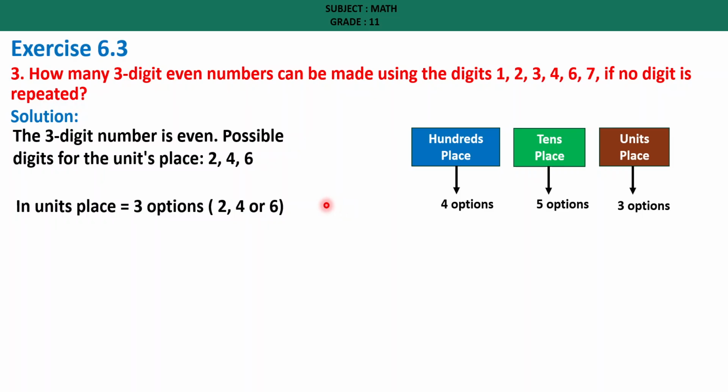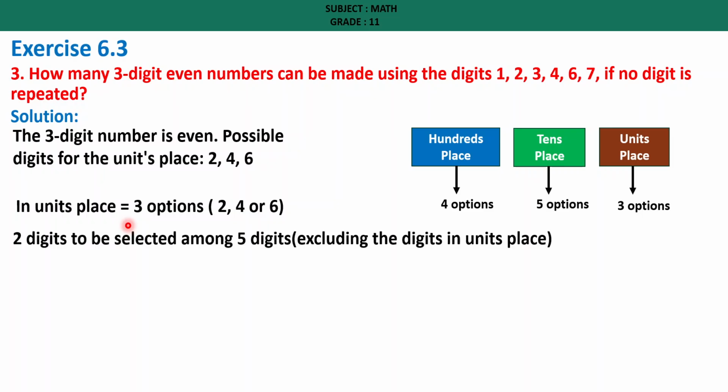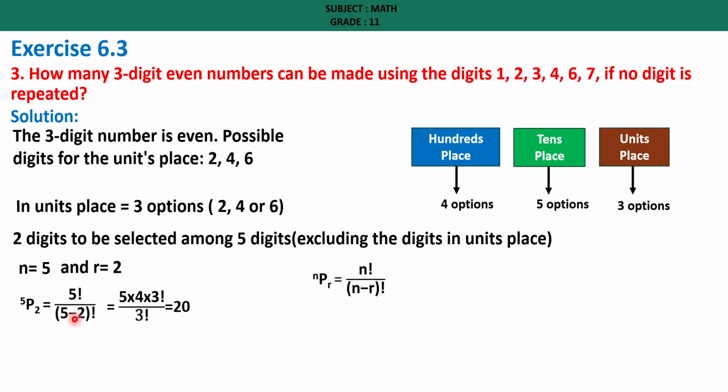Now let us use the formula. In the units place we have 3 options, 2, 4, 6, and 2 digits are to be selected among 5 digits. So let us use n as 5 and r as 2. Therefore, nPr, you know that is n factorial divided by n minus r factorial, that is 5P2, that is 5 factorial divided by 5 minus 2 factorial, that is 5 into 4 into 3 factorial divided by 3 factorial. 3 factorial gets cancelled. So 5 into 4 is 20.